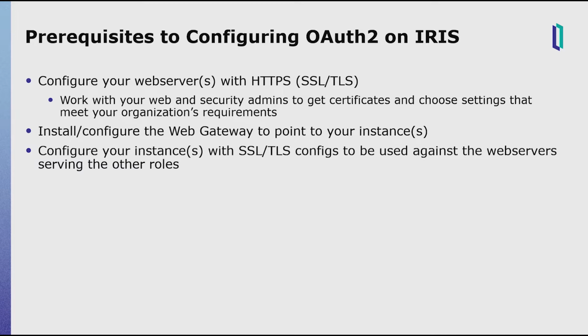Now the prerequisites. These are all very big topics in and of themselves that we will not be discussing. You will need to configure your web server or web servers with HTTPS, that is SSL/TLS. Work with your web admin and your security admins to get certificates and choose settings that meet your org's requirements. There is no InterSystems IRIS involved in this part. The next part is installing and configuring the web gateway to point to your instances. Instances will be involved in this part. And then, on your instances themselves, you'll need to set up SSL/TLS configurations, those will be client configurations, that will later be used to reach out and connect to the web servers that serve the other roles. Again, they're all big topics that we won't talk about.